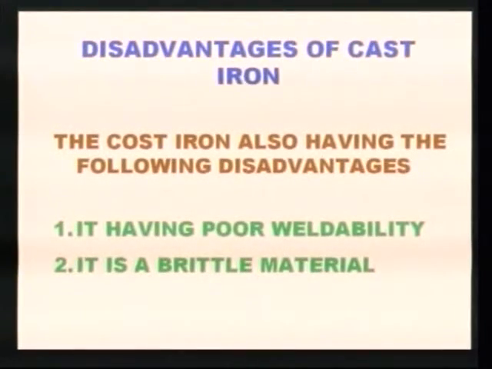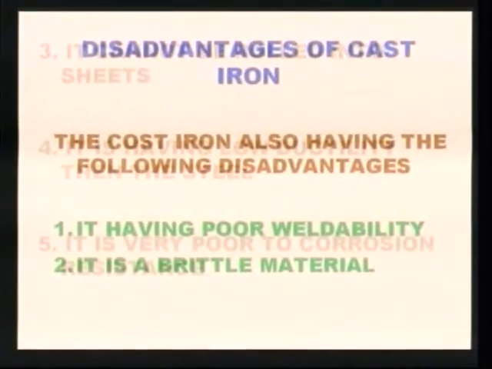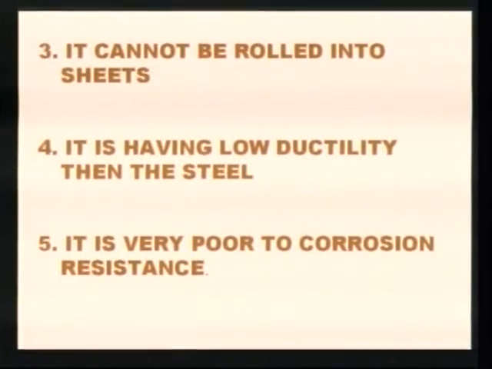Now we will see what are the disadvantages of cast iron. The cast iron also has the following disadvantages. 1. It has poor weldability. Second, it is a brittle material. Third, it cannot be rolled into sheets. Fourth, it has lower ductility than steel. And finally, the fifth disadvantage is that it has very poor corrosion resistance.